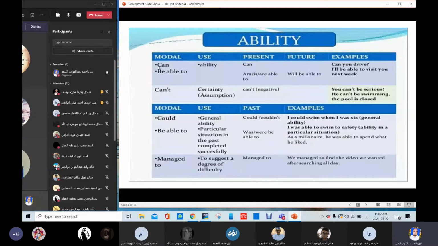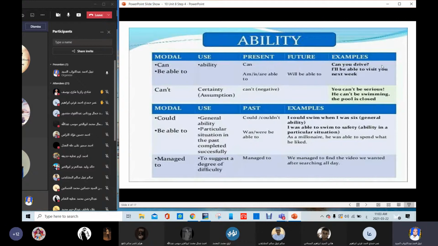Can. When do you use can? We use can for ability in the present, but we don't use can in the future, as Omar said. So we can use will be able to. The RoboMate or the household robot will be able to do housework. It will help us. It will remind us of important dates. So we use can for present time.